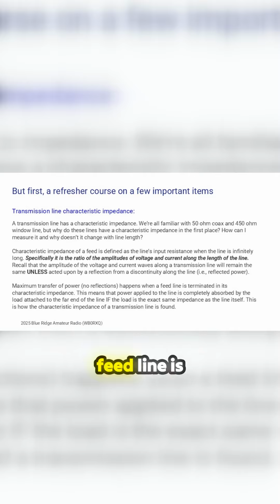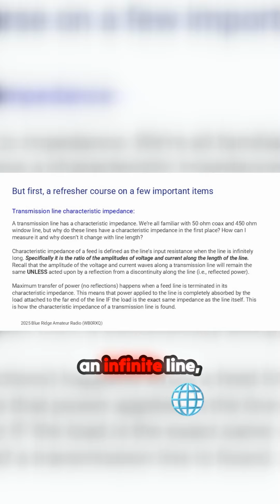Characteristic impedance of the feed line is defined as the line's input resistance when the line is infinitely long. Specifically, it's the ratio of the amplitudes of the voltage and the current along the length of the line. And recall that the amplitude of the voltage and the current waves along the transmission line will remain the same unless acted upon by a reflection coming from the far end. So that's the whole point about the infinite line, right?